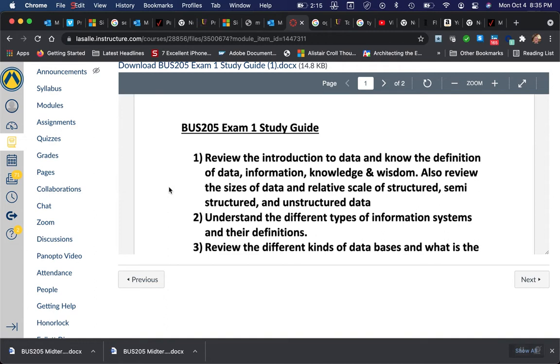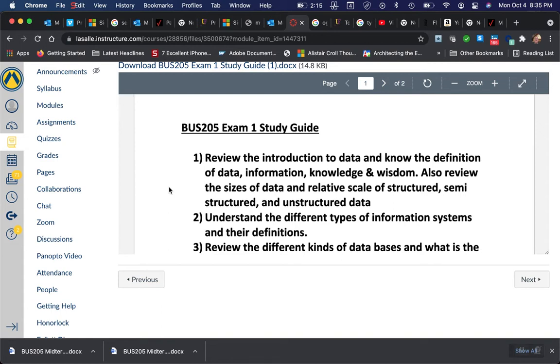Okay, so from the start, going back to the beginning of the term, we introduced the class by talking about data and the triangle: data, information, knowledge, and wisdom. You want to understand the mechanics of that, what each tier means and what happens as we go up the model. Also, understand what the relative scale of data is.